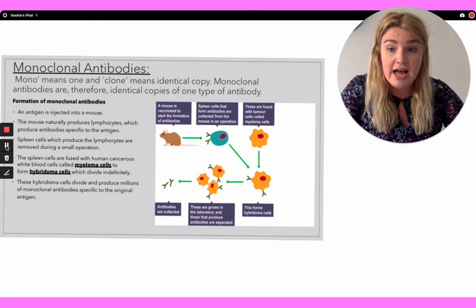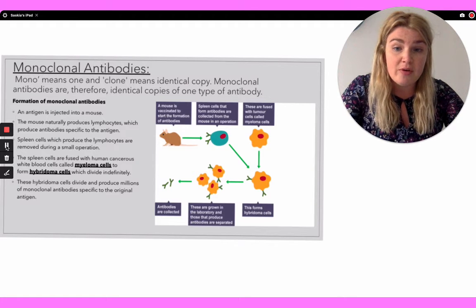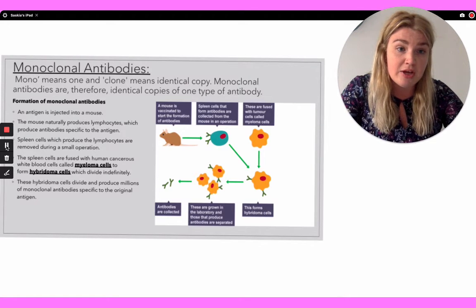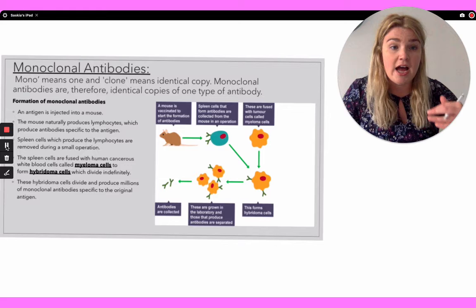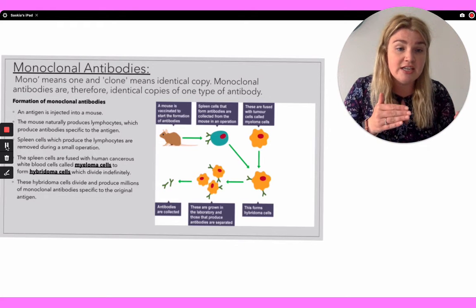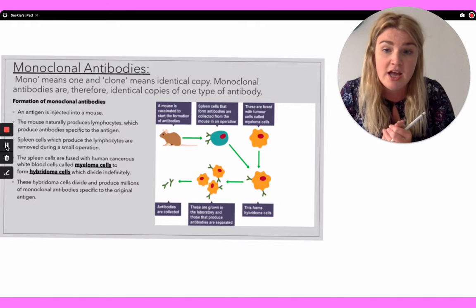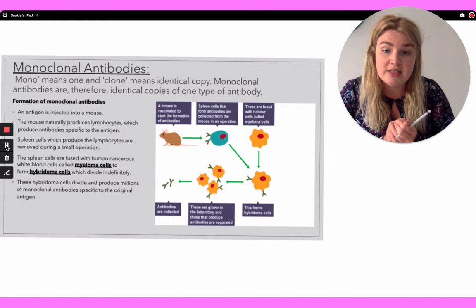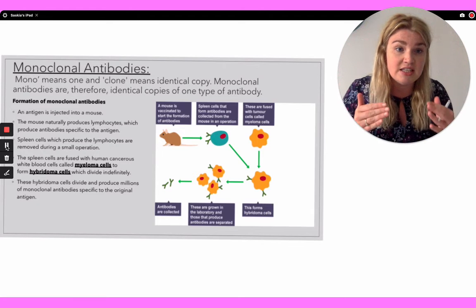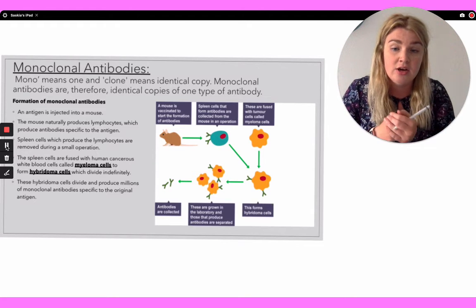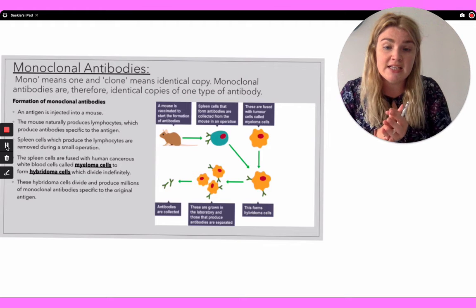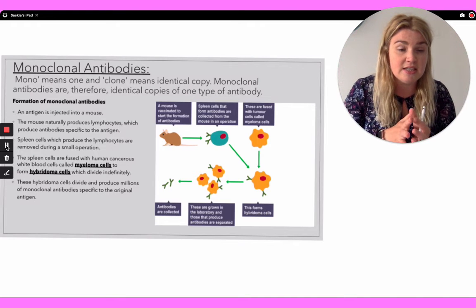Then they are fused with a cancerous white blood cell, because if you know much about cancer, they do not stop dividing. So the idea is that the cancer cells will divide and divide and divide, so you've got hundreds of antibodies. White blood cells called melanoma cells form hybridoma cells which divide indefinitely. So you're making hundreds of antibodies because they're divided indefinitely, producing millions of monoclonal antibodies specific to the original antigen.